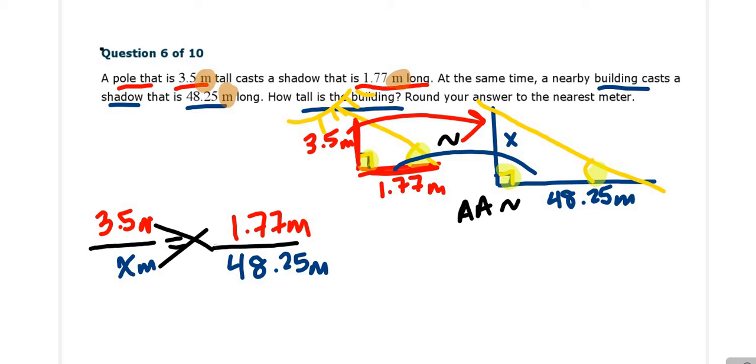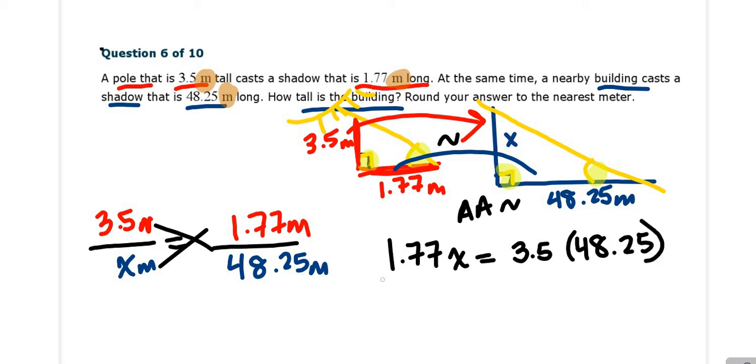And you cross multiply. So I have 1.77x equals 3.5 times 48.25. I'm going to divide out the 1.77. So to find the value of x, this is what we're going to do. And yes, with all these decimals, you can use a calculator.